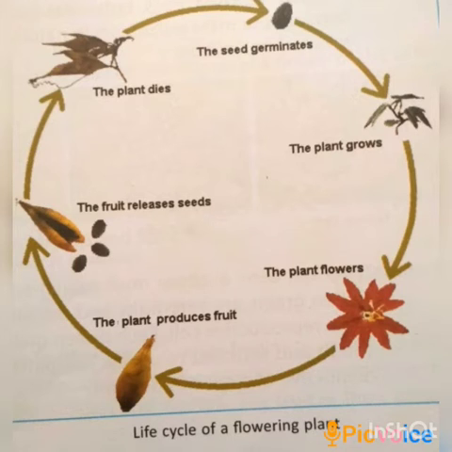Sexual reproduction in flowering plants follows the life cycle as shown in the picture. The first stage is seed germination, then the plant grows, then it bears flowers, and then it produces fruits. The fruits release seeds, and after that the plant dies, and from the seed again a new plant grows. So this is the life cycle of a flowering plant.